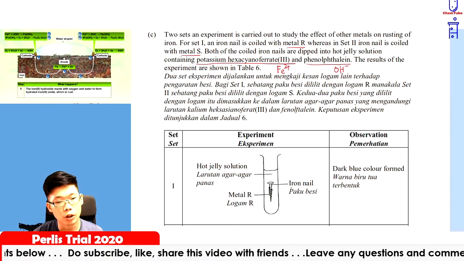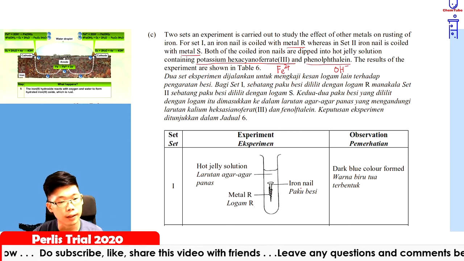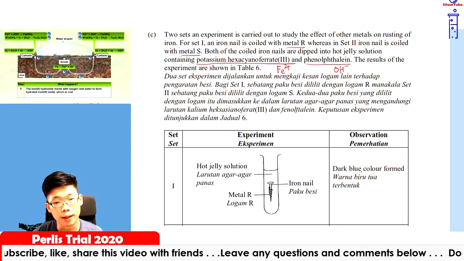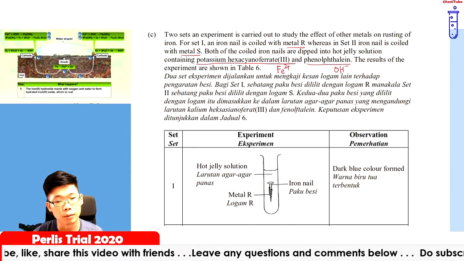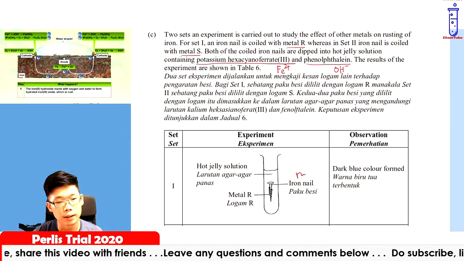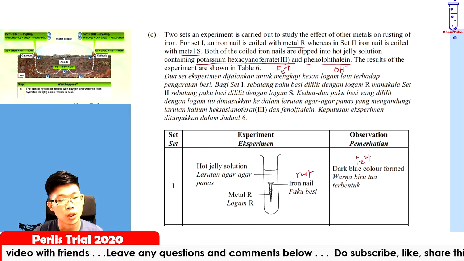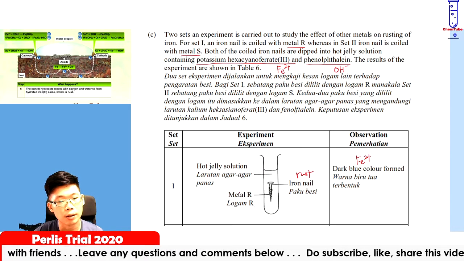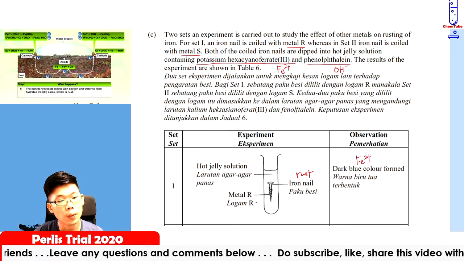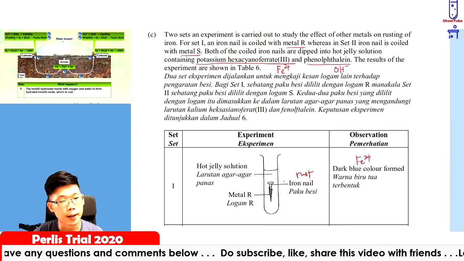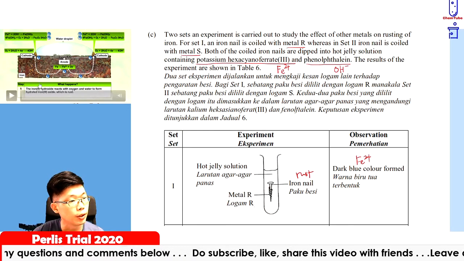The metal R is coiled with the iron nail. Then after a few days, the dark blue color forms, meaning that this iron nail rusts because of the presence of iron(II) ions. So in other words, metal R will be lower than iron in the electrochemical series. Okay, so now I show you one video.